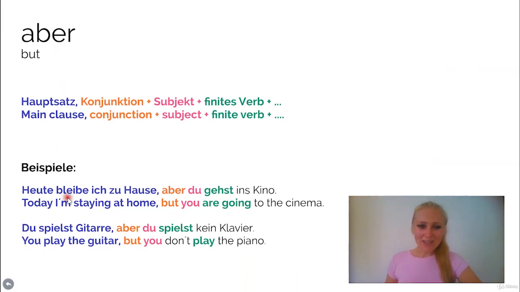Heute bleibe ich zu Hause, aber du gehst ins Kino. Today I'm staying at home, but you are going to the cinema or to the movies. Du spielst Gitarre, aber du spielst kein Klavier. You play the guitar, but you don't play the piano. Just the English "but," here the German translation is aber.